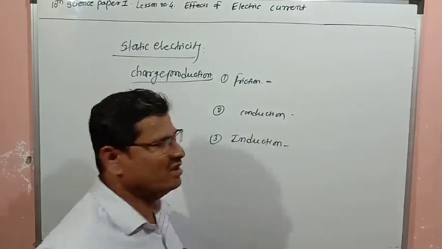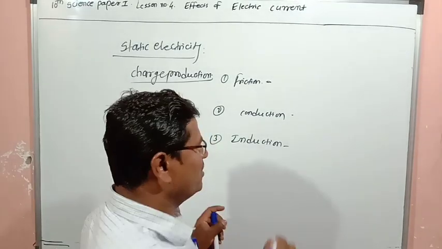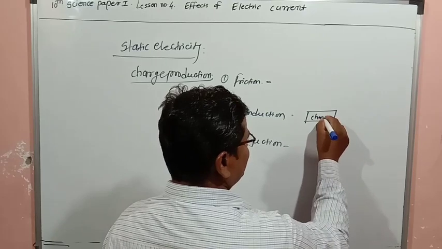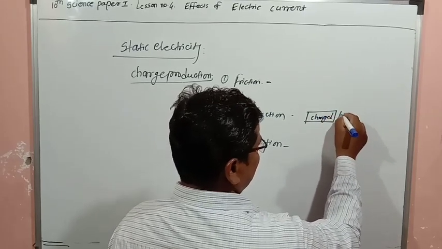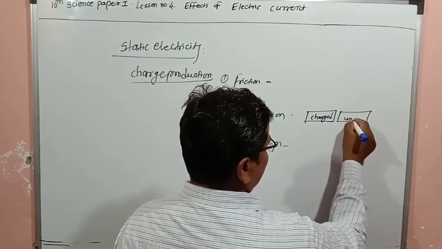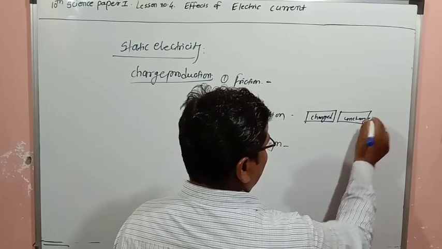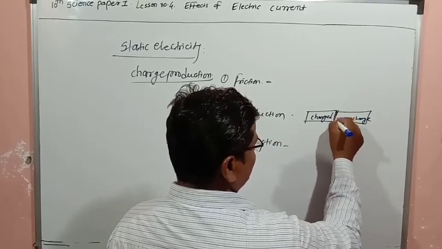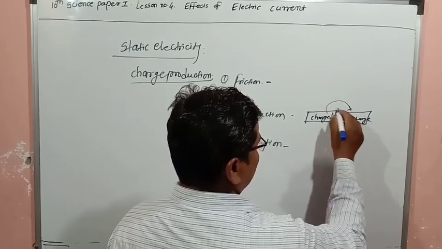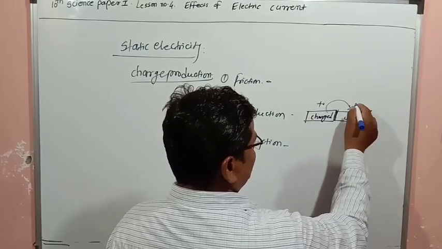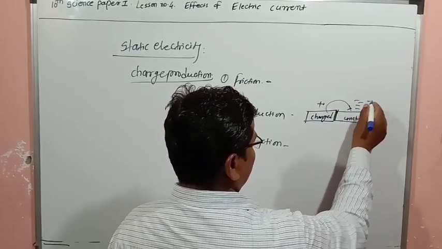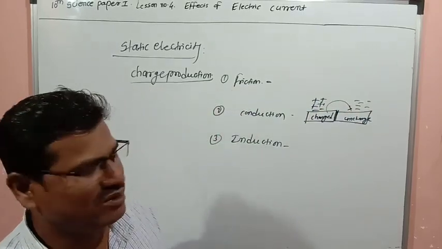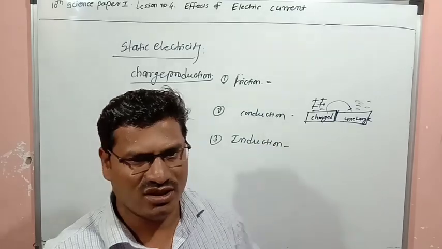The second one is conduction. Suppose two objects are there, one a charged object and another an uncharged object. If you touch the charged object and the uncharged object, then charge will get transferred from the charged object to the uncharged object.